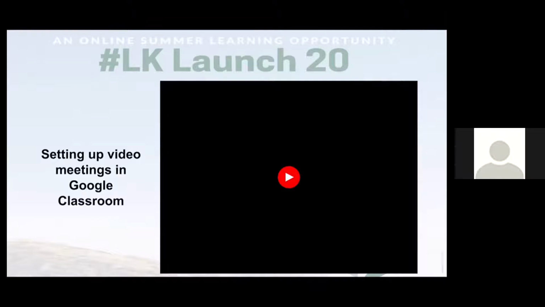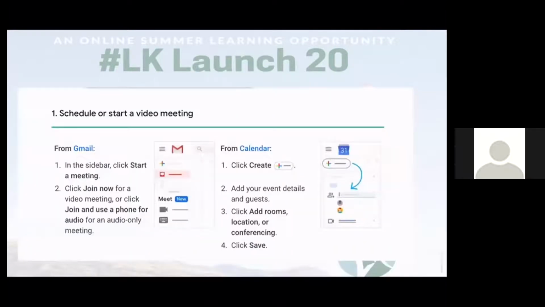So next we have, if you don't use Google Classroom, scheduling or starting a video meeting through Gmail. Here are the instructions. In the sidebar, click Start a Meeting. Click Join Now for a video meeting, or click Join and use a phone for an audio-only meeting. It's pretty self-explanatory once you get in there. It's a little more tricky to look at it this way, but once you get in there, it's pretty simple.